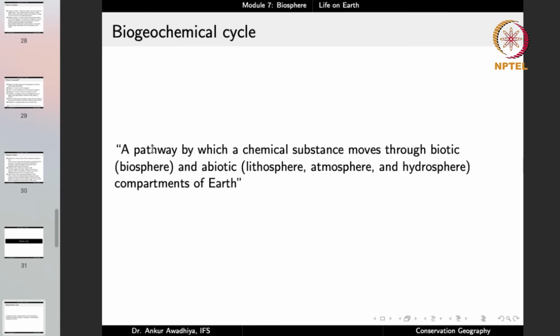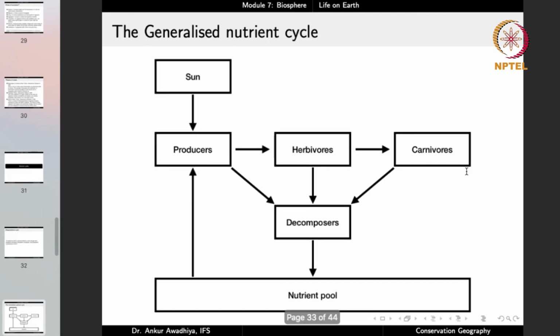Biogeochemical cycles are defined as a pathway by which a chemical substance moves through the biosphere, lithosphere, atmosphere and hydrosphere. That is, different compartments of the Earth. How the nutrient moves is what the nutrient cycle looks at. This is the generalized nutrient cycle.